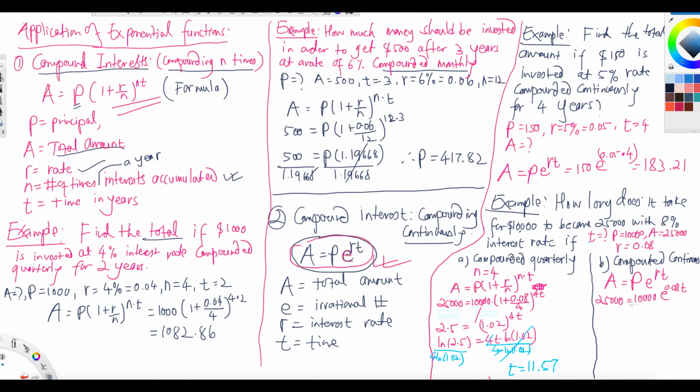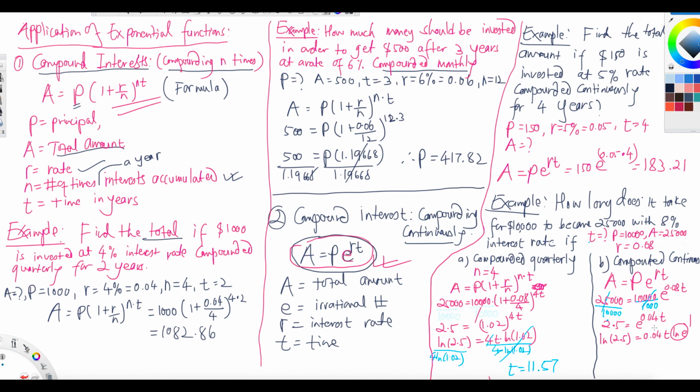Again, as in the previous problem, divide by 10,000 on both sides. That's what you get, 2.5. So you get 2.5 equals e to the 0.08 t. So we want to take ln, or natural log, on both sides. If you take ln on both sides, you will get ln 2.5 equals 0.08 t ln e. But what is ln e? That is 1, right?